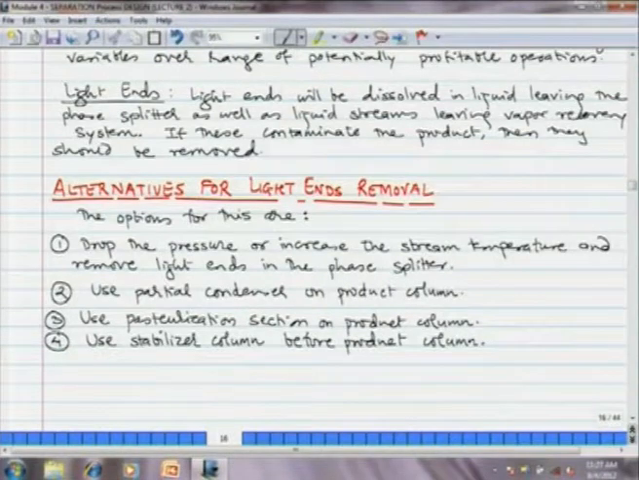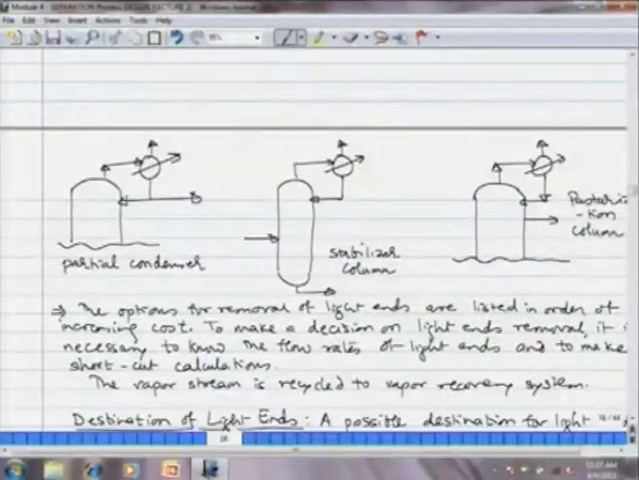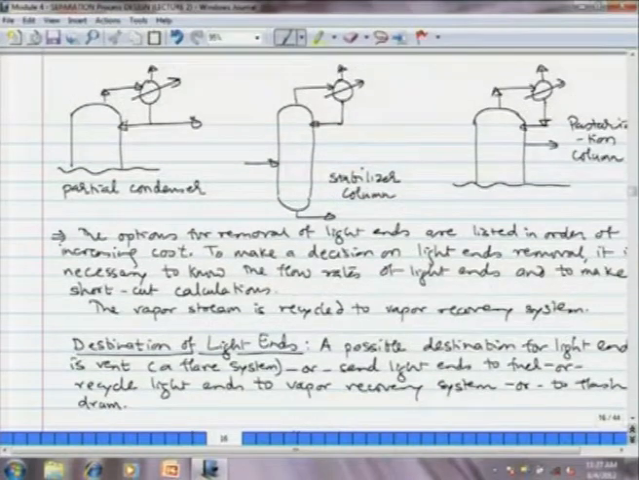Or you can use a partial condenser in the product column of the distillation column, so that only the heavier components like C5, C6 onwards condense, but not these light ends. Then use a pasteurization section on the product column with a side stream, or use a stabilizer column before the product column. Stabilizer column means simply boiling of the liquid mixture, so as to desorb all the gases. What I have shown here are the schematics of these three types of removal of light ends: a partial condenser, then a stabilizer column, and a pasteurization column with a side stream.